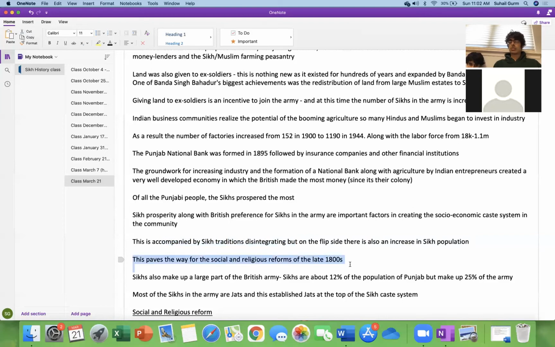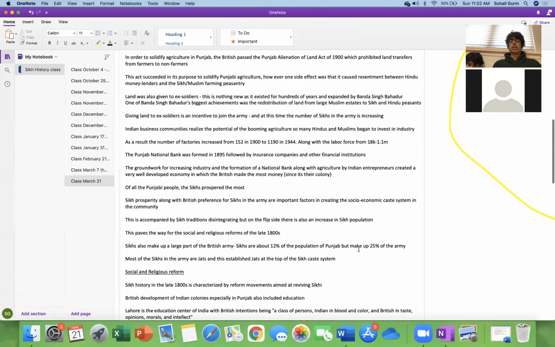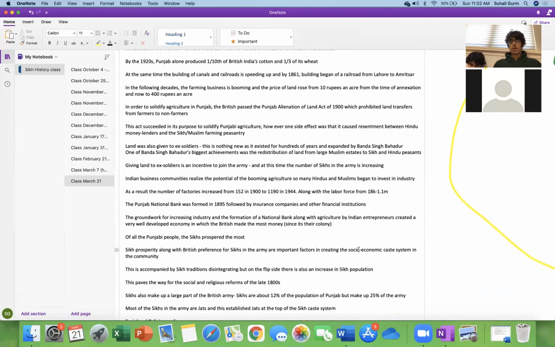the social and religious reforms in the late 1800s. And the important thing here to know is that there's a lot of division among the people. This is the big thing I want you to get out of today, that by now there's a lot of division between the people. Because think about it, first you have Sikhs, Hindus, and Muslims, okay? And the British prefer them for different things. So they're already separating them into jobs that they want them to do.